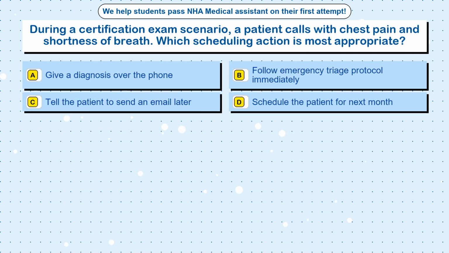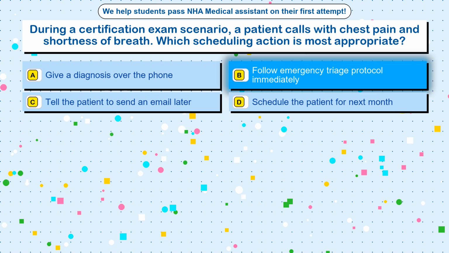Question 56. During a certification exam scenario, a patient calls with chest pain and shortness of breath. Which scheduling action is most appropriate? Option A, give a diagnosis over the phone. Option B, follow emergency triage protocol immediately. Option C, tell the patient to send an email later. Option D, schedule the patient for next month. The correct answer is option B, follow emergency triage protocol immediately.